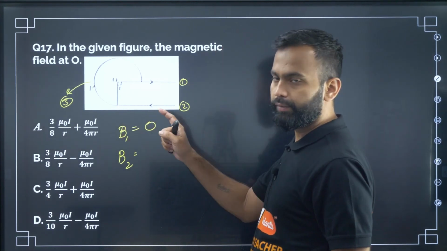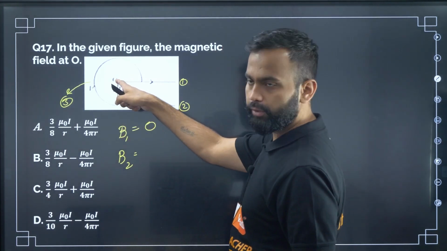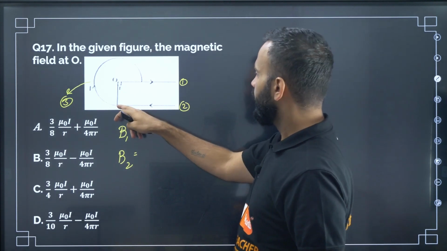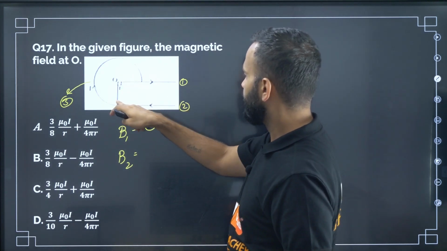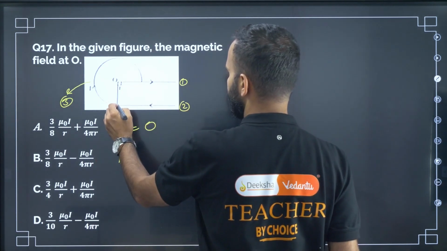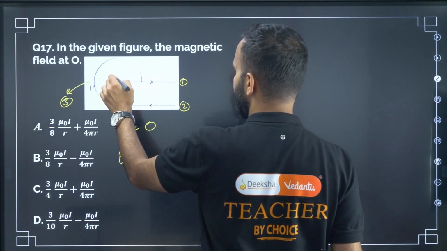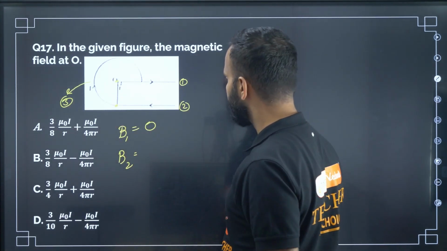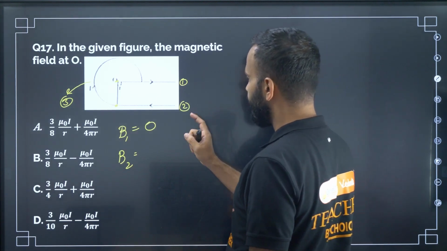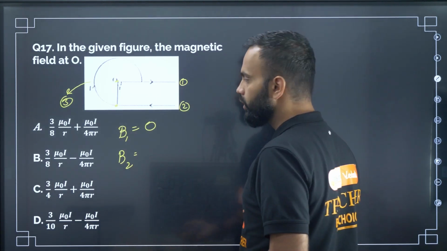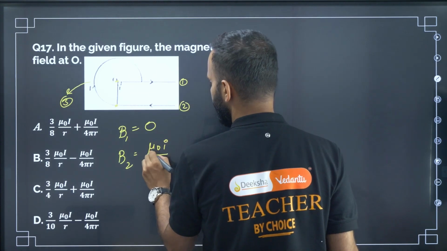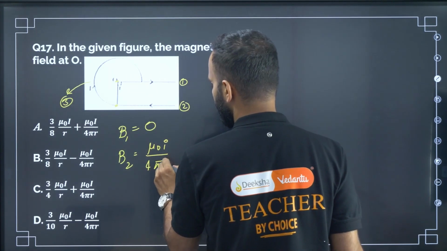So this is a semi-infinite wire, right? We need to find the magnetic field at O. One side is at infinity, and the other end is exactly opposite to the point O. That is a semi-infinite wire. So what is the magnetic field due to the semi-infinite wire? The magnetic field due to the semi-infinite wire is mu naught I divided by 4 pi r.